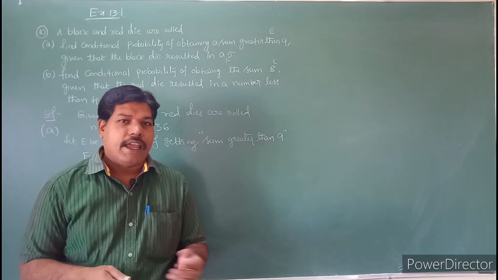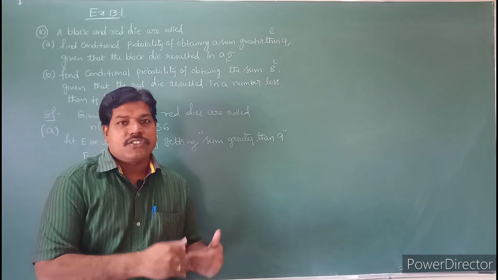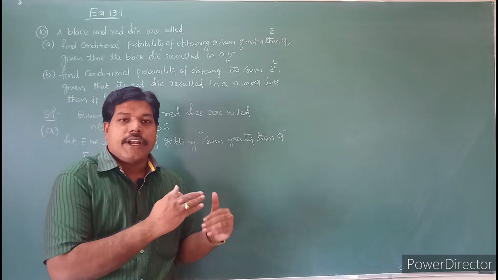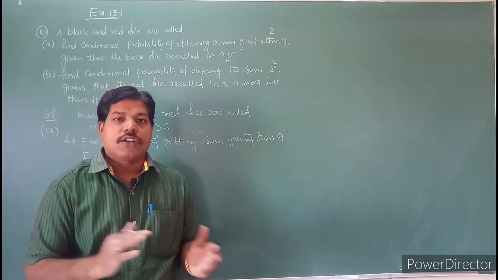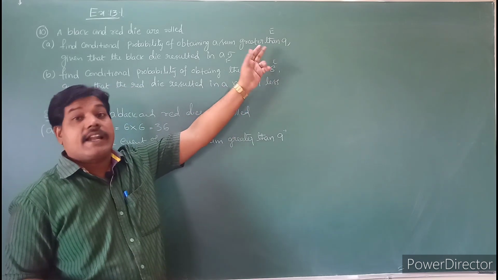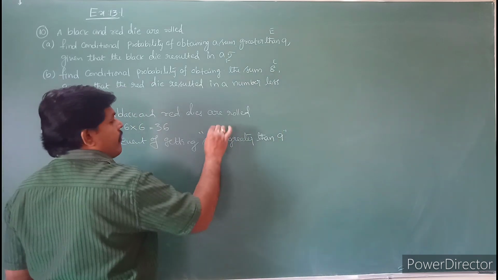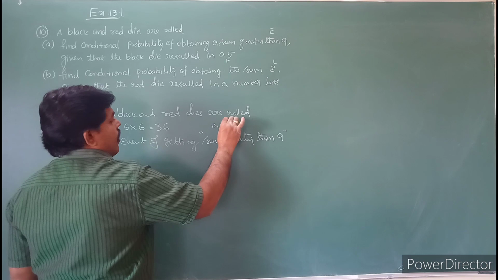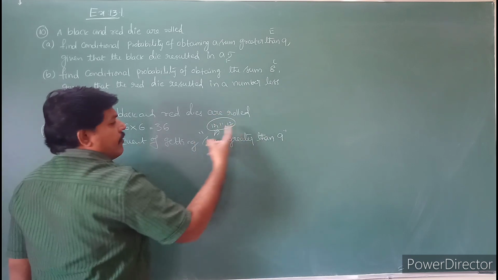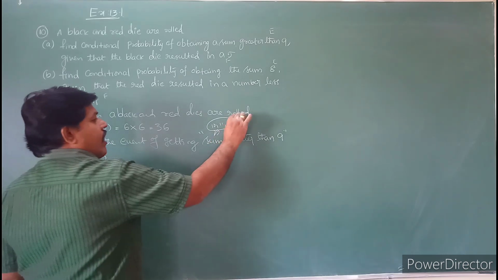If you roll 2 dice, the sum starts with 2 only. The minimum value is 2. What is the maximum value? 6 plus 6 is 12 only. So you will get a sum from 2 to 12 only. But here you have to get the sum greater than 9. That means you have to get a 10 or 11 or 12. The sum greater than 9 means you have to get 10, 11 or 12.